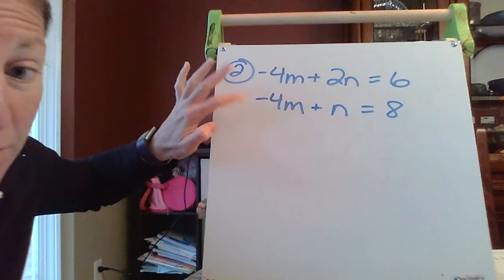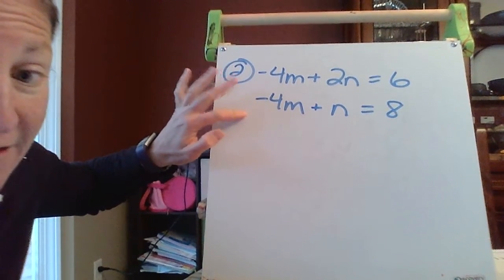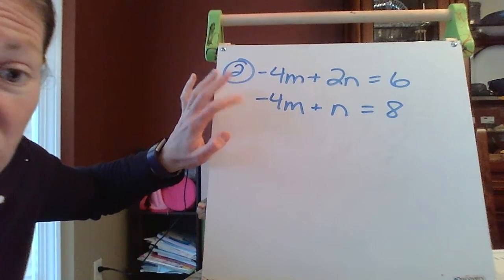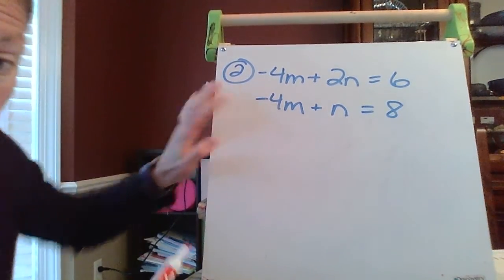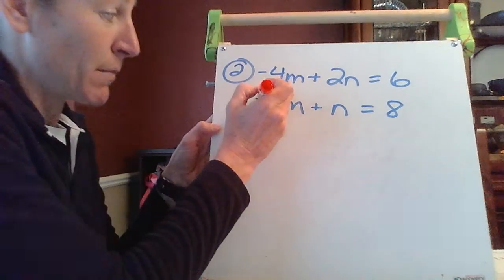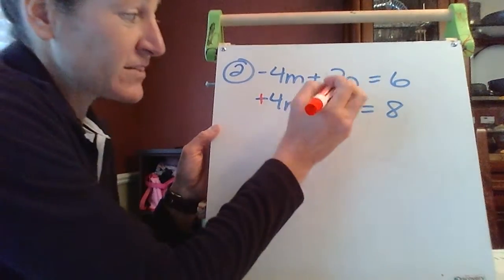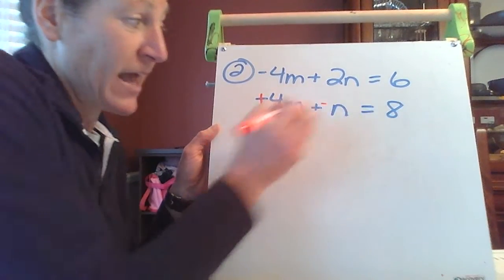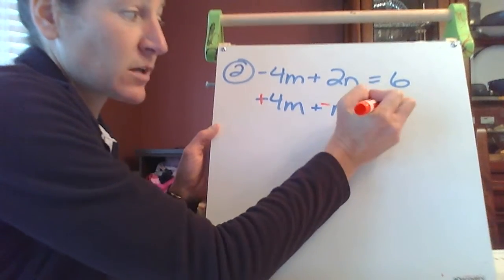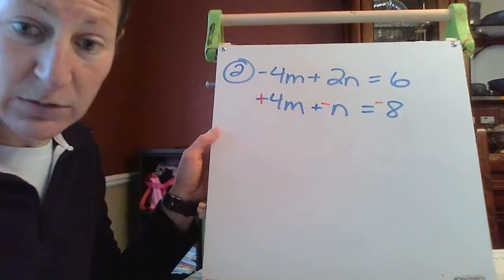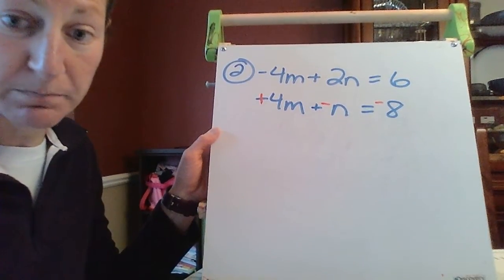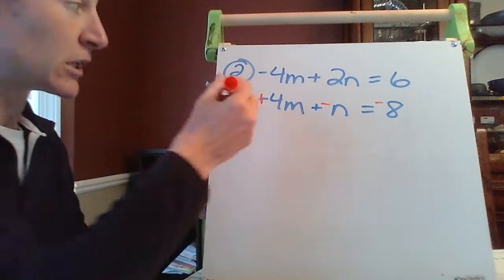So I need to make this bottom 4 a positive. Well, how do I do that? I change the sign of every single term. So this is going to become a positive 4. This then is going to become a negative n, and this is going to become a negative 8. All I did was change the sign of every single term, and I'm ready to add vertically.